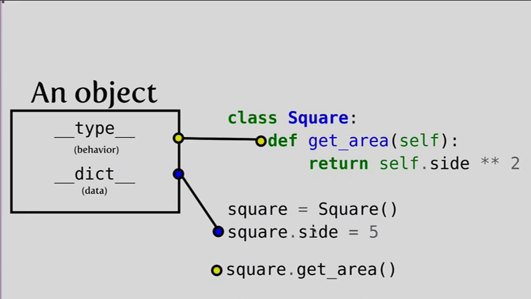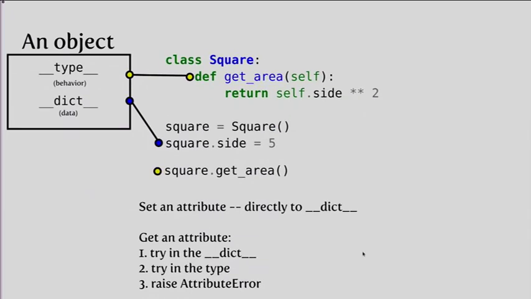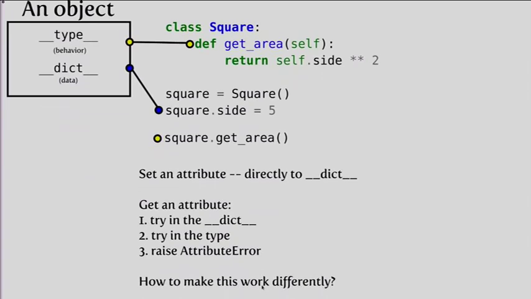Then when I want to get the attribute out, I just use the dot again, and Python looks in the dict. And if it doesn't find the attribute in the dict, then it looks on the type. So I can also get the get_area method, which is not in the instance dict. So here are the simple rules. When you set an attribute, it goes directly to the dict. When you get the attribute, you try in the dict, then you try the type, and if it's not there, then fail. And most of this talk will be about how to make this work somehow differently.